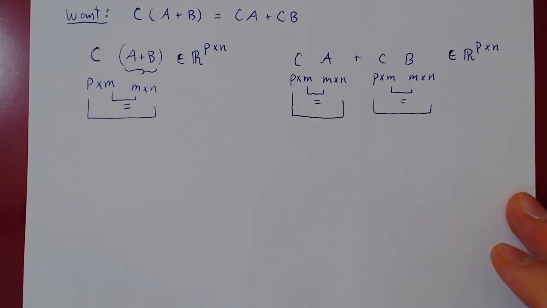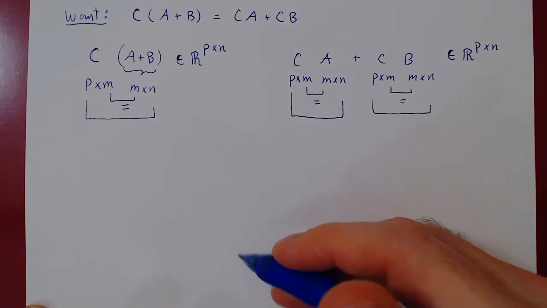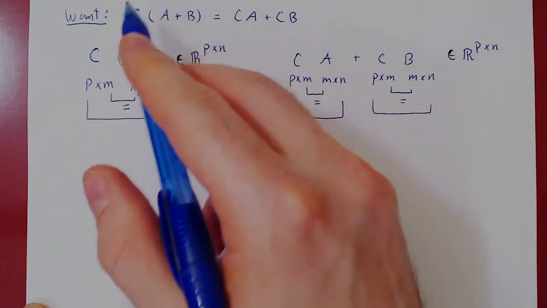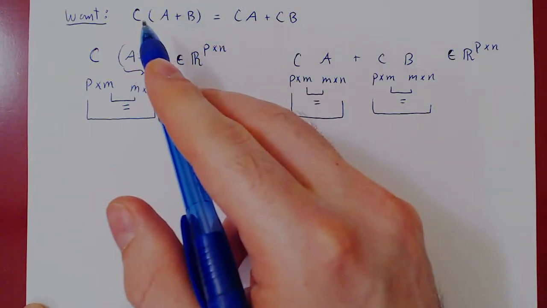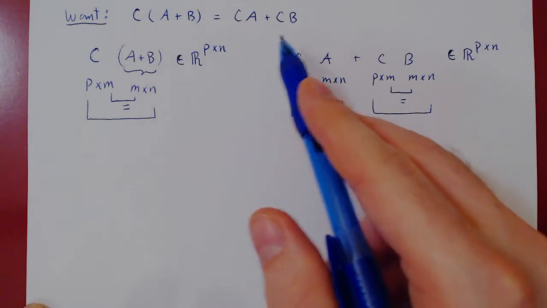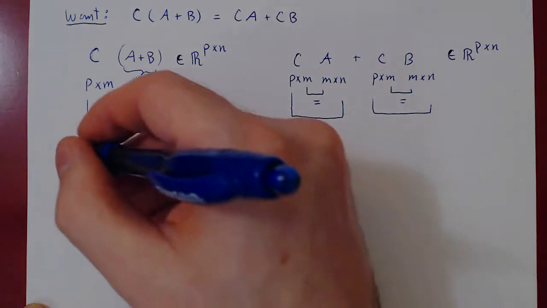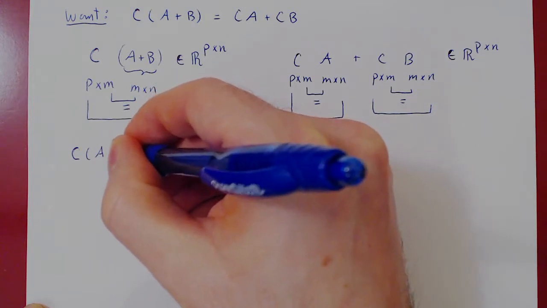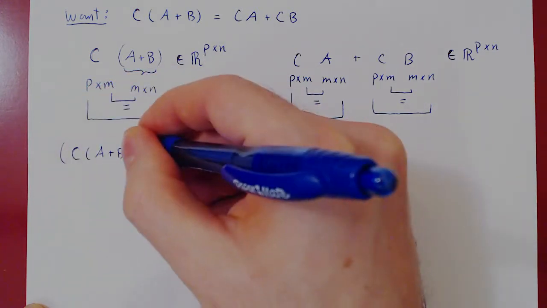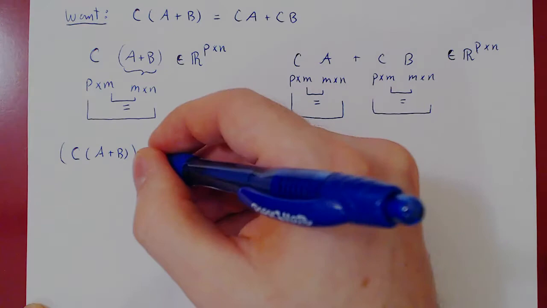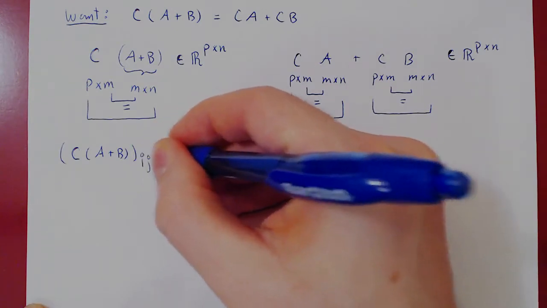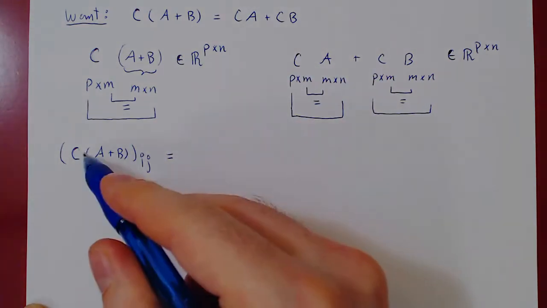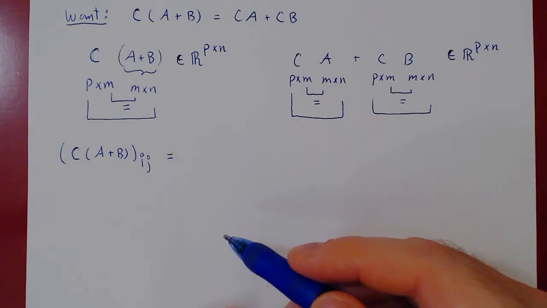This is where things are a little more interesting. So we have to consider an arbitrary entry of the left-hand matrix and show that it equals the same corresponding entry of the right-hand matrix. So our matrix is C times (A plus B), and we consider an arbitrary entry, therefore an entry in row i, column j.